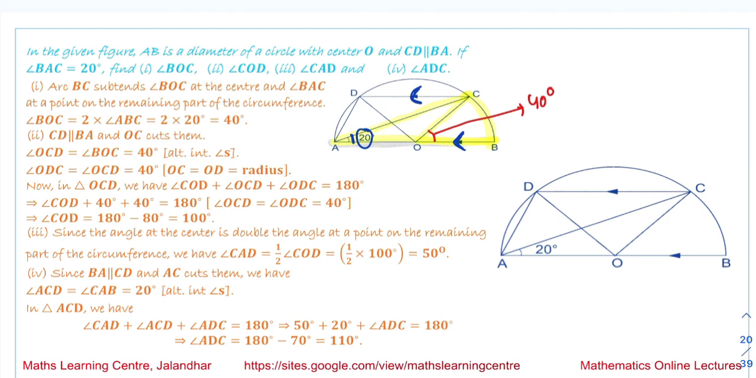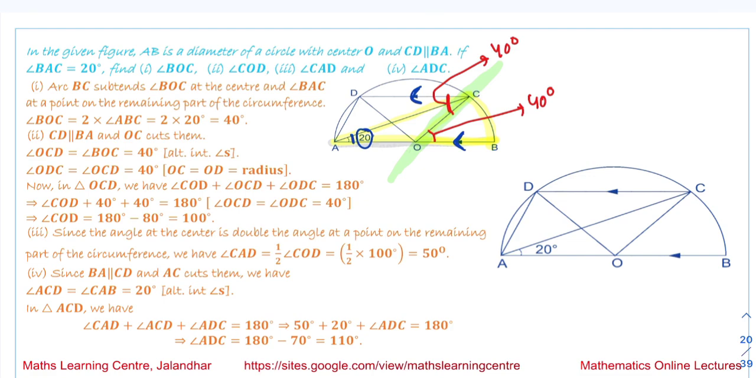Next, these two lines CD and AB are parallel to each other, and OC is the transversal for these two lines. So if this angle is 40 degrees, then this whole angle over here is also 40 degrees.